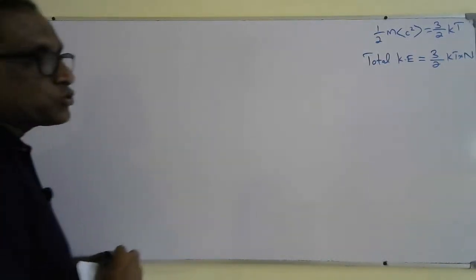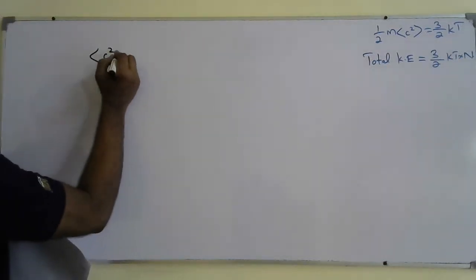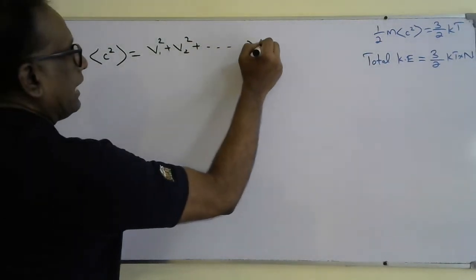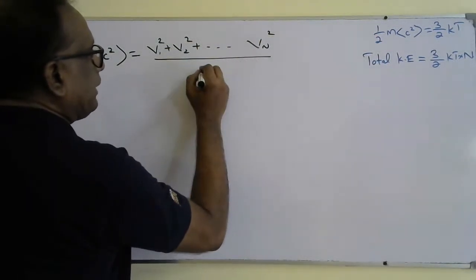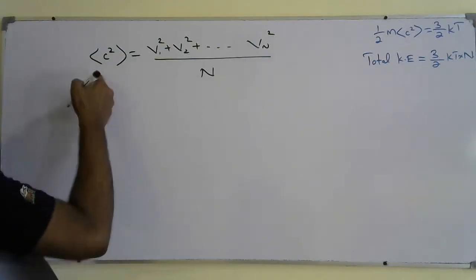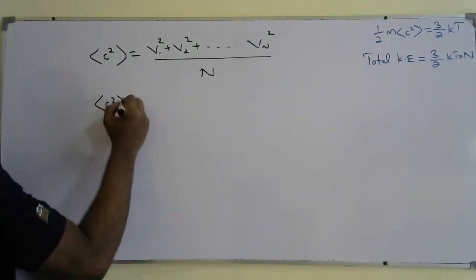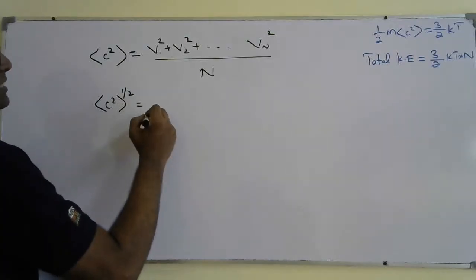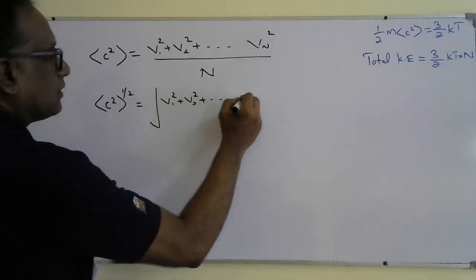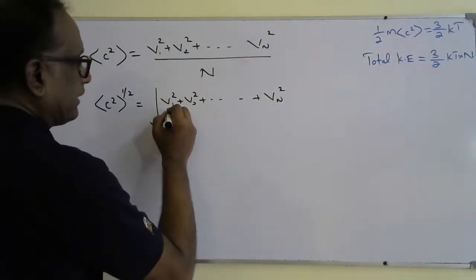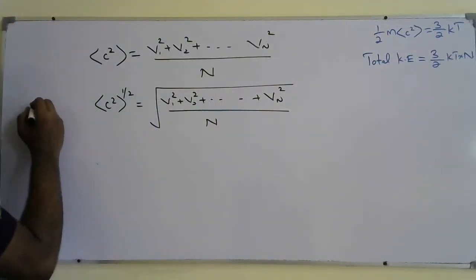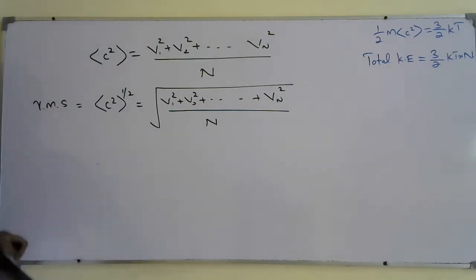Okay, so we know the mean square speed is given by V1 squared plus V2 squared up to Vn squared divided by n. That's the mean square speed of the gas particles. So what is the root mean square speed? R.m.s speed, square root of it. So that is denoted by c squared to the power half. Square root of these things. So that's the r.m.s speed, V1 squared plus V2 squared up to Vn squared divided by n, which is in square root. That is the root mean square speed. We call it the r.m.s speed.